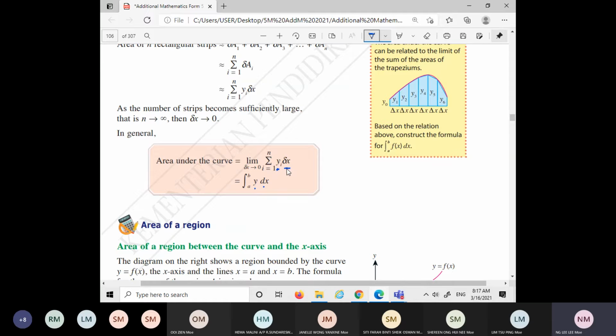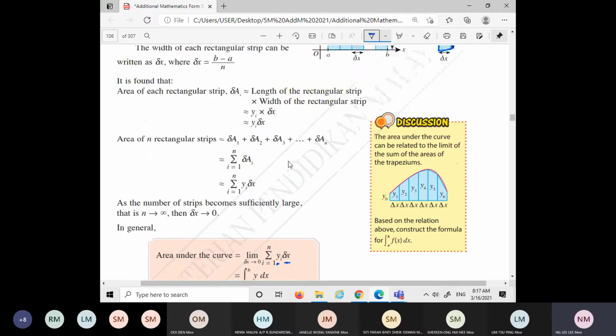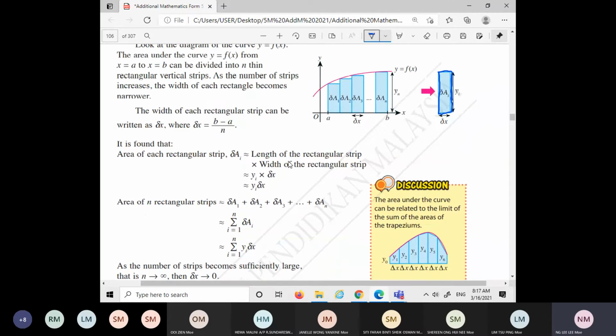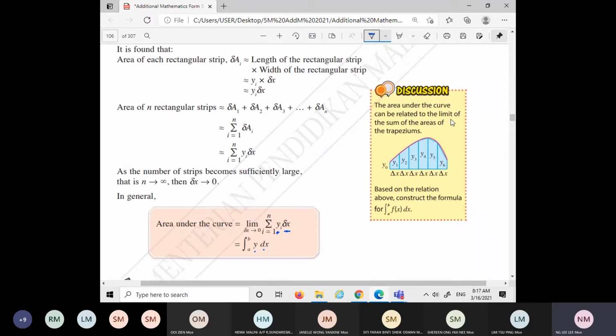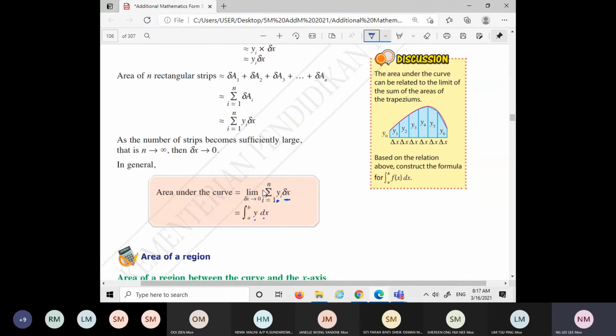Then the y del x, where does it come from? Because this is the formula for the area of a rectangle. Okay, so y del x. The y is in this direction, and the x is in this direction. And then we want to make the x very small. That's why we put a del x. Okay, so this is how we get this formula.